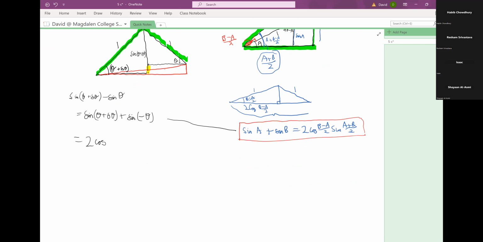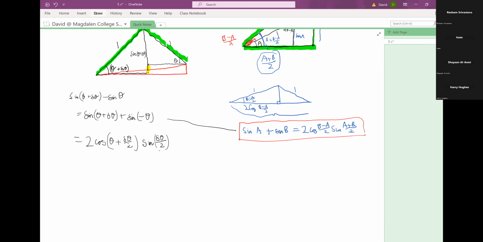So this turns into sine cos of the difference. So that's theta plus delta theta minus theta. So that's theta plus delta theta over 2. And then we've got sine of delta theta over 2.